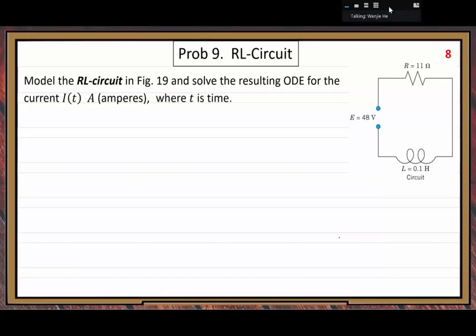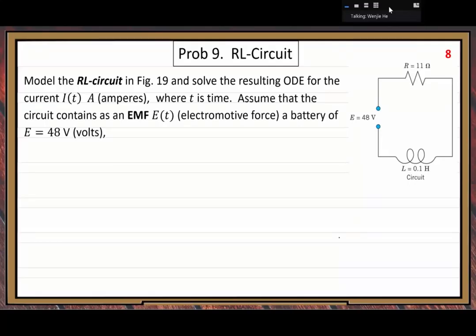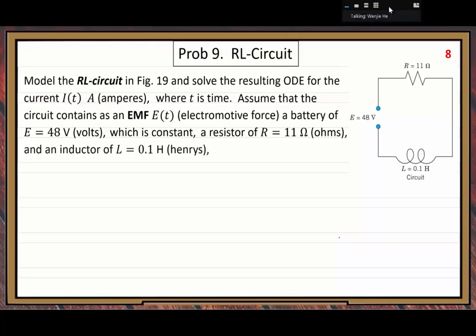Where t is time, assume that the circuit contains an EMF, E of t. It's a constant. EMF could be a function of t, but in this example, 48 V is a constant, a battery. If it's a generator, it could be a function. A resistor of R equals 11 ohms and an inductor of L equals 0.1 henries. Very simple. And the current is initially 0: I of t equals 0 when t is 0.